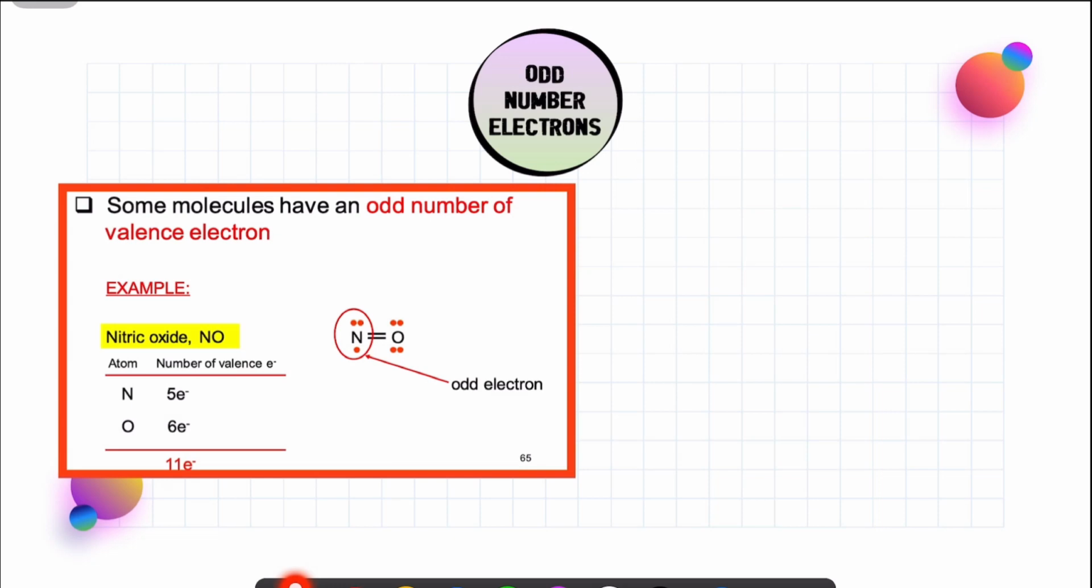Then you complete the lone pairs on the atom that is more electronegative. Here between nitrogen and oxygen, oxygen is more electronegative. So you complete the lone pairs on the oxygen, and then the balance of the valence electrons you put on the nitrogen. Here you can see that the nitrogen has 1 lone electron. So this is an example of the odd electrons.